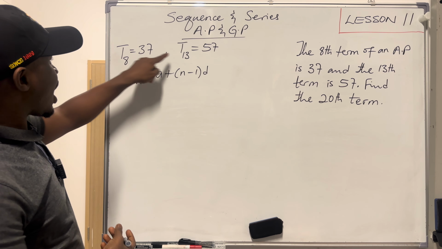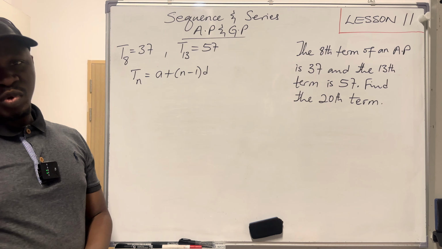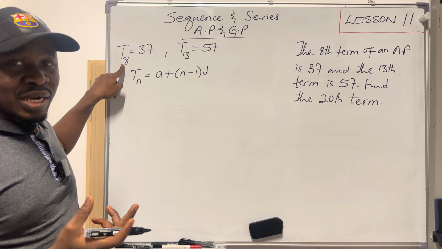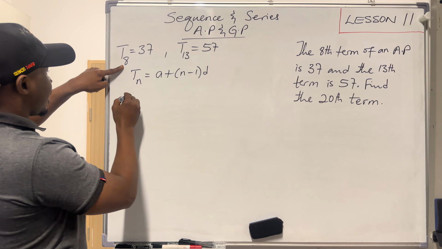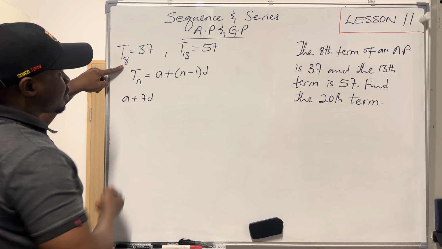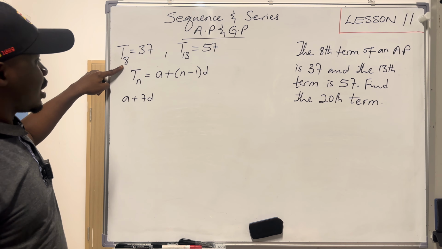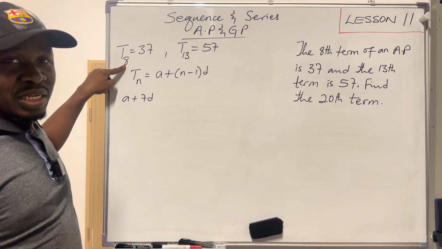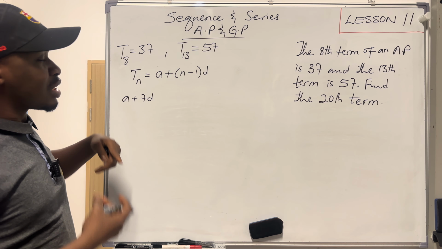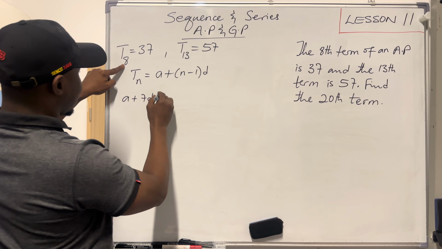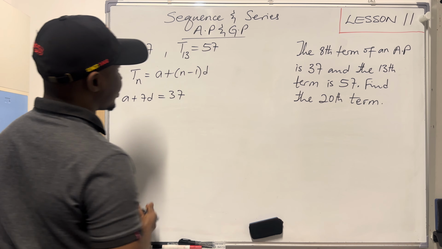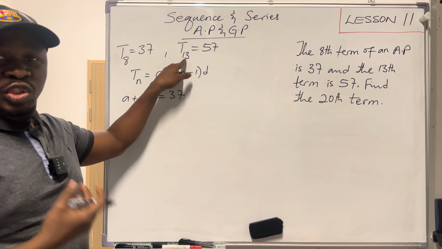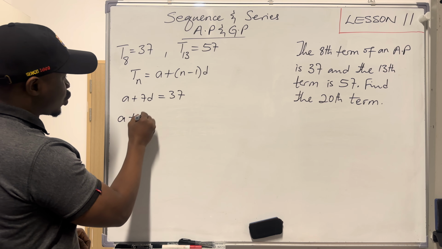But you can easily work this out without even consulting this. What do we do to save time? Just say the eighth term: 8 minus 1 is 7, so you say a plus 7d. And this eighth term is given as 37. The 13th term: ask yourself, 13 minus 1 is 12, so you say a plus 12d.